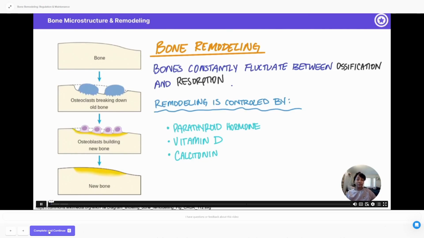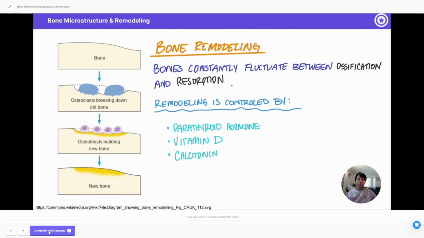So now that we have osteoblasts and clasts, we know that bones are basically fluctuating between states of ossification, or bone building, as well as resorption, or the breaking down of bone. But what is actually controlling this? Well, this is where the endocrine system steps in. As we know, the endocrine system is responsible for a lot of hormonal signaling, and it basically directs all of our different processes within our metabolism to maintain a baseline homeostasis.